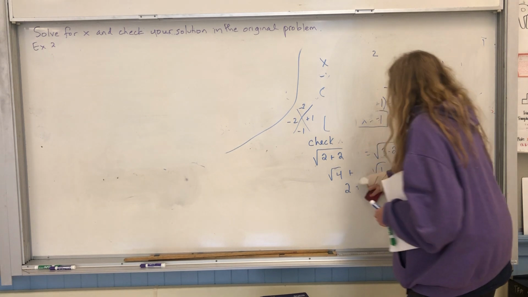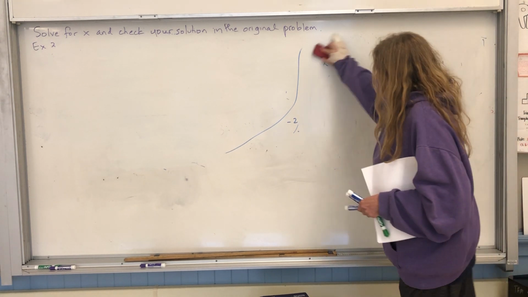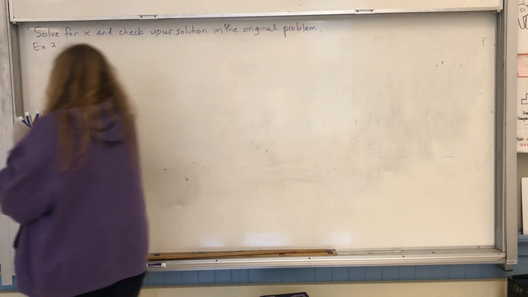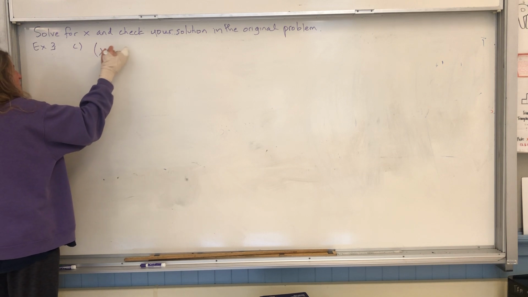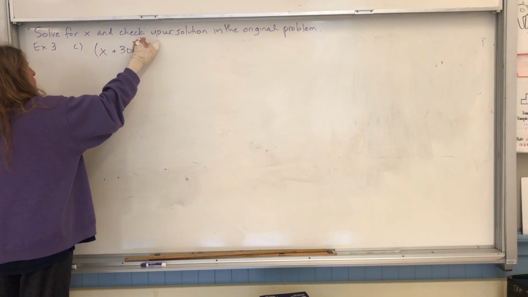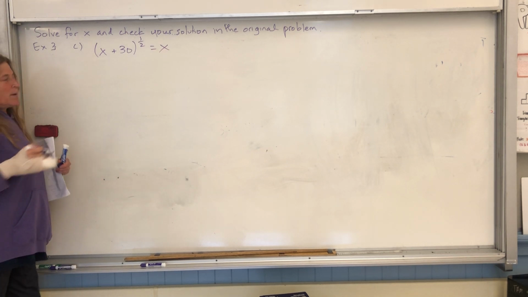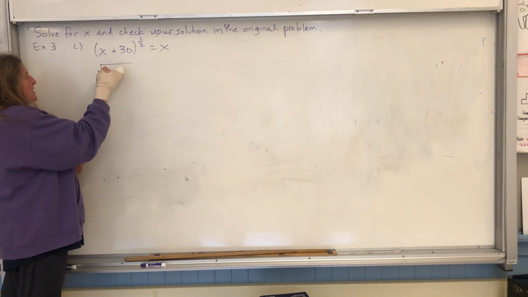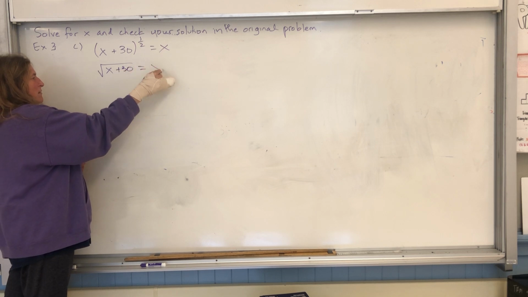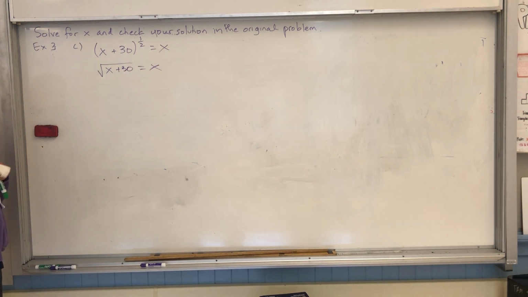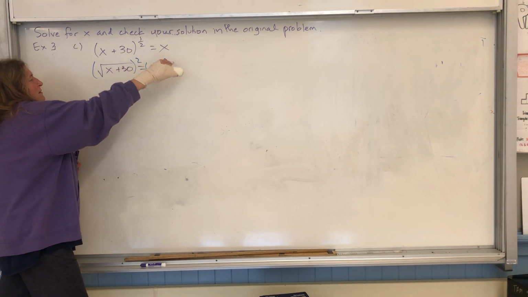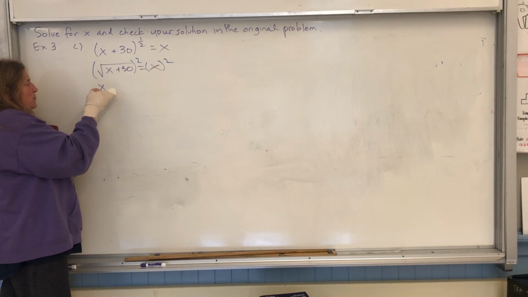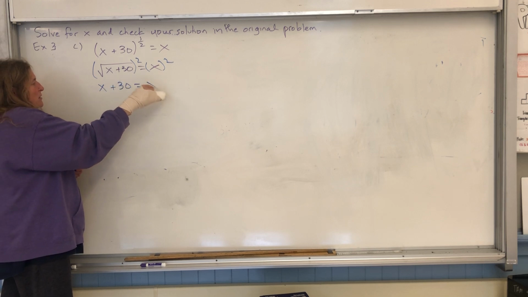Okay, the reason I included this third one is because it has a fraction exponent, which throws some people off. So it's x plus 30 to the 1/2 equals x. But if you remember, x plus 30 to the 1/2 is just the same thing as the square root of x plus 30. So let's do this. Now we have it written in more familiar form. We see a square root, so we're going to square both sides. And we're going to get x plus 30 equals x squared.